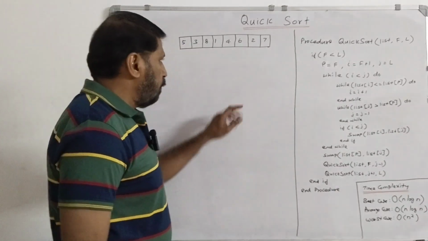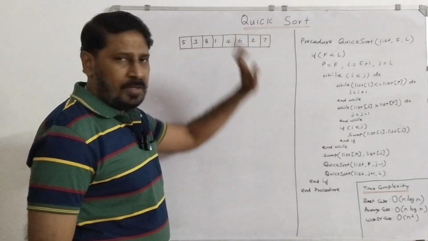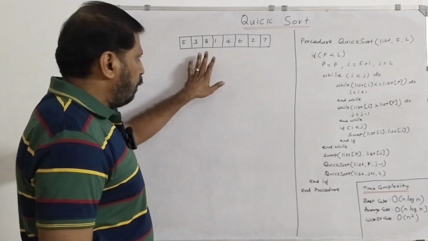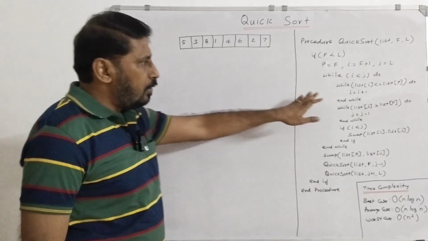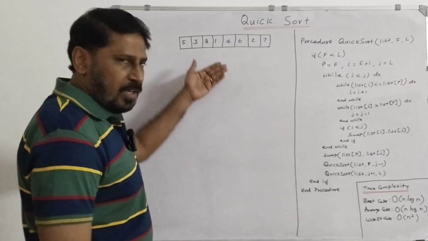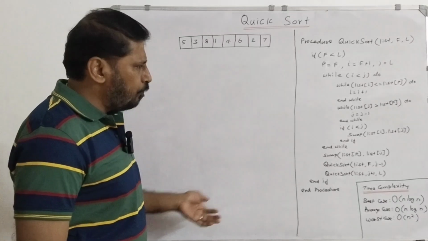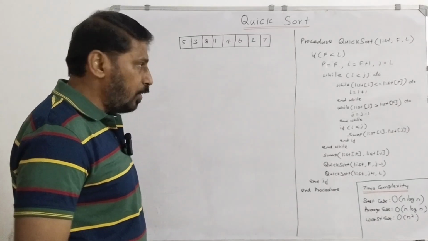So in today's video, we are going to see the quick sort method. We are going to take this as an example, and the algorithm is given. After seeing this quick sort method manually, then we go for an algorithm.